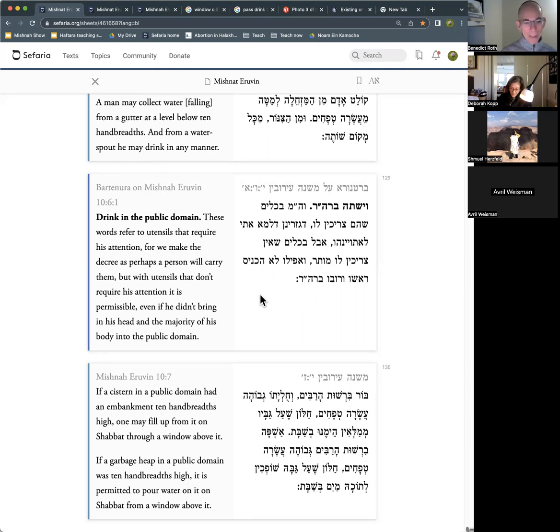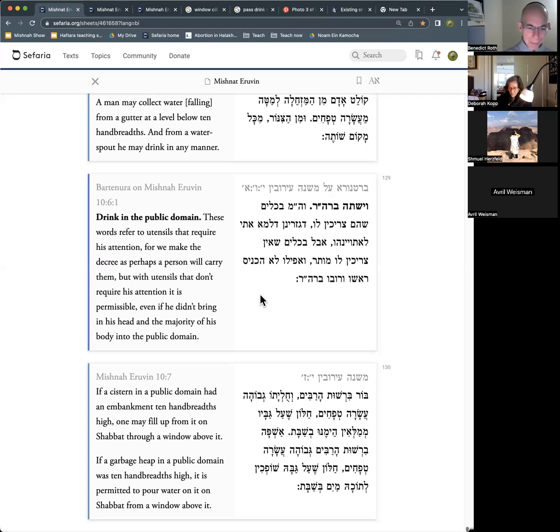And we know once we're in over 10 hands breadths, we're actually in free space. So theoretically, if you are also hanging in free space, maybe you're coming from a window above it, you can just lift the water from the cistern into your house. And that's essentially what the Mishnah says.